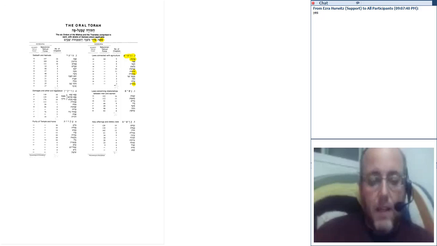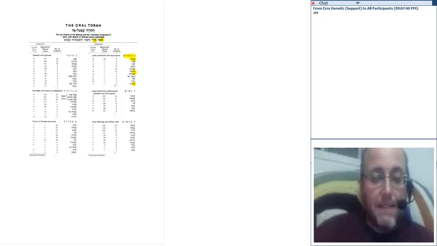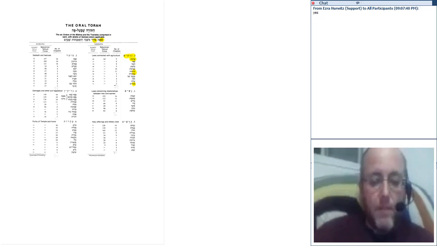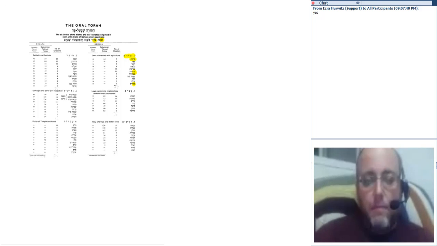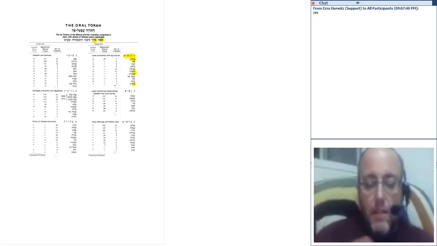And the first mesechta in the series is Brachot, which is not technically about agriculture, but since it deals with the blessings that you say on the food, which we're about to be describing, it's included here. On this chart, he lists for you how many chapters there are in each mesechta of Mishnah. Each tractate of Mishnah has commentary of the Gemara, of the Talmud.